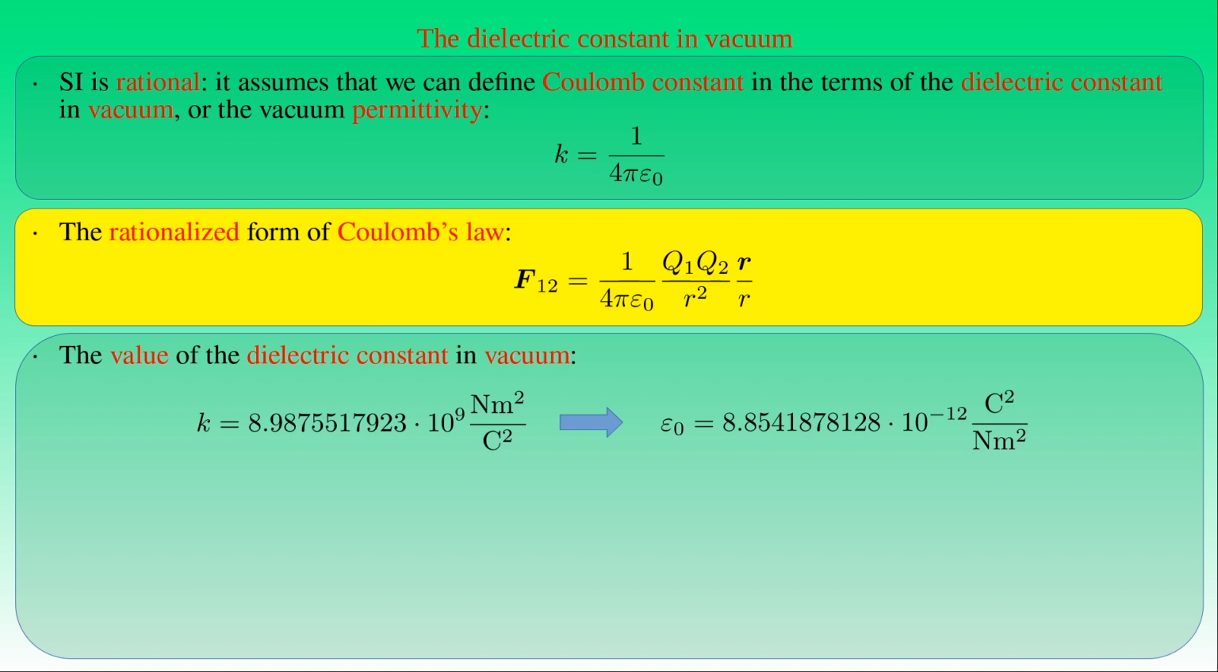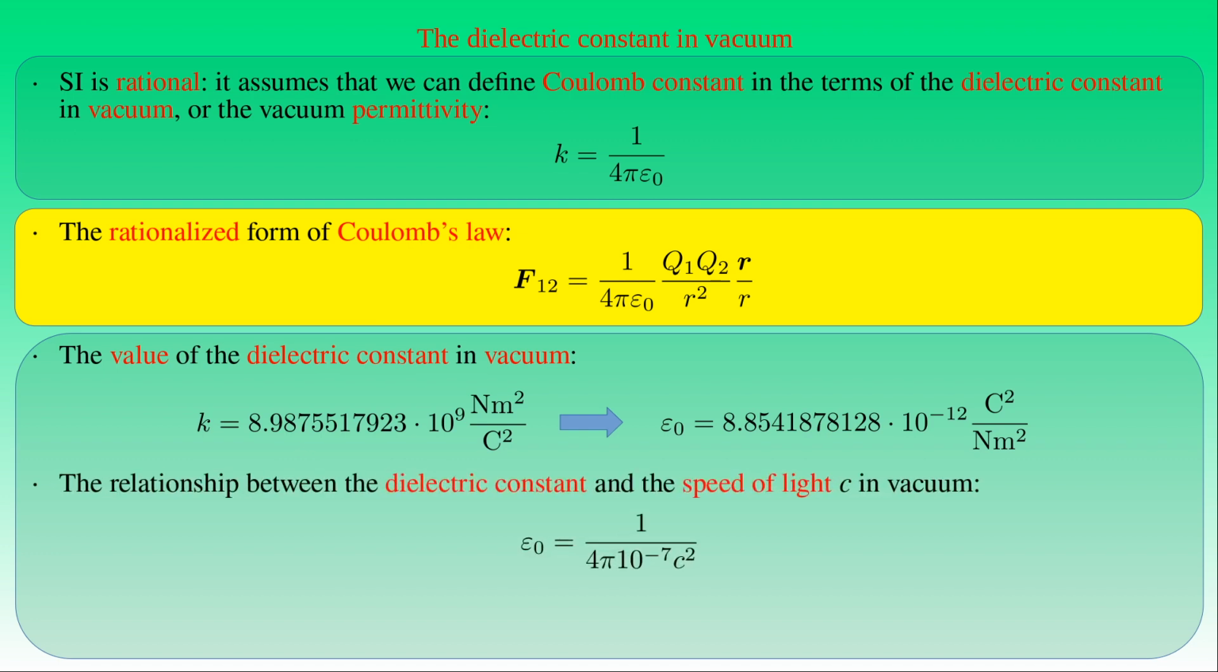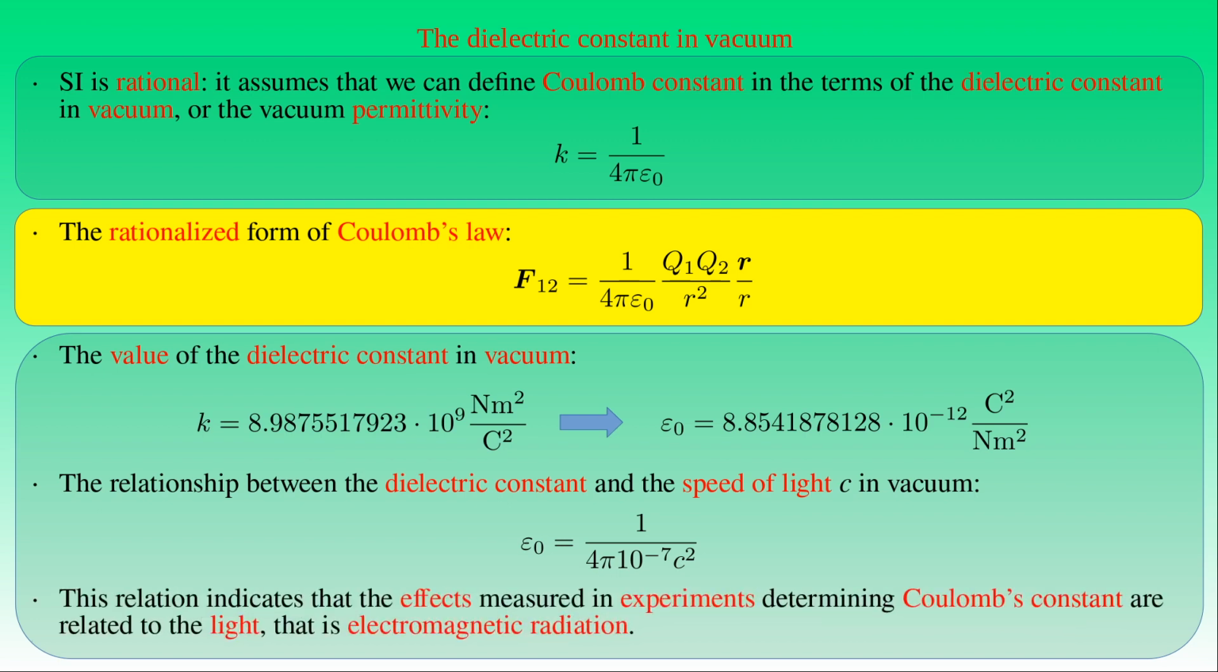There is also a relationship between vacuum permittivity and the speed of light c in vacuum, namely, epsilon naught is equal to 1 over 4 pi times 10 to minus 7 times c squared. In fact, this relation indicates that the effects measured in the experiments determining the value of the Coulomb constant are related to the propagation of light, that is, the electromagnetic radiation.